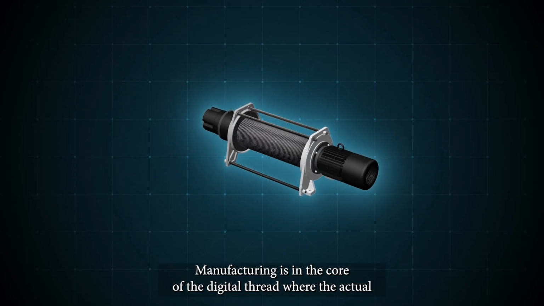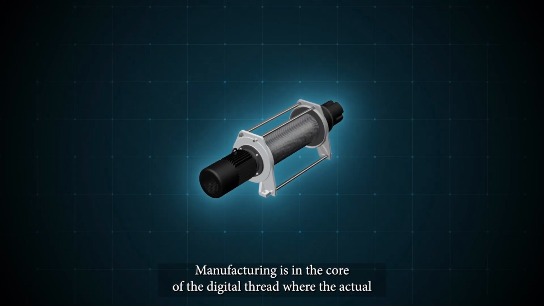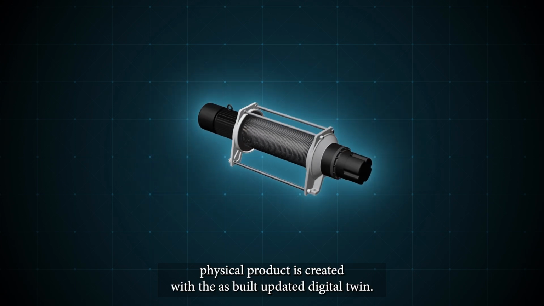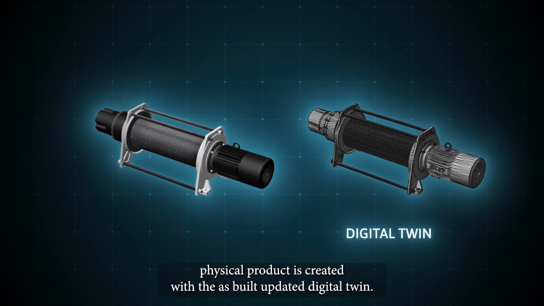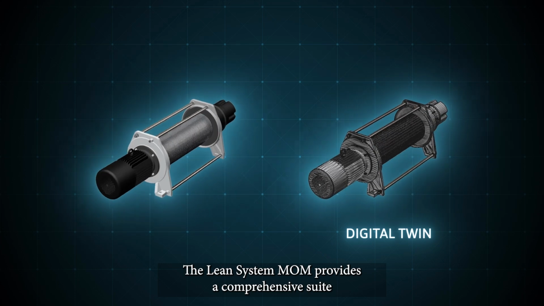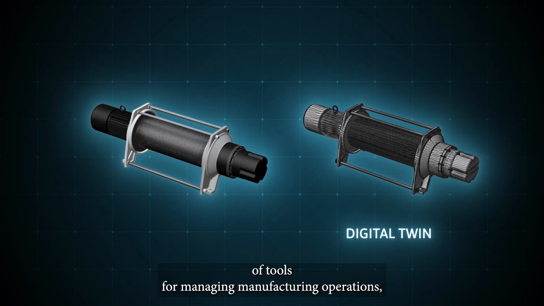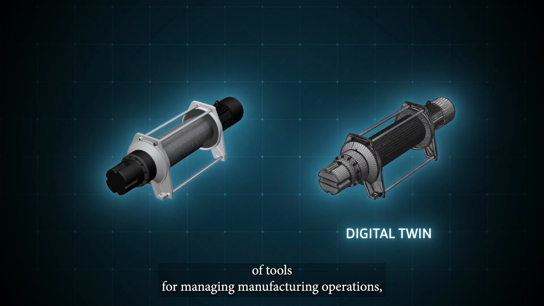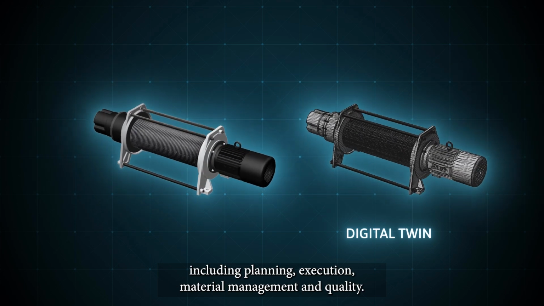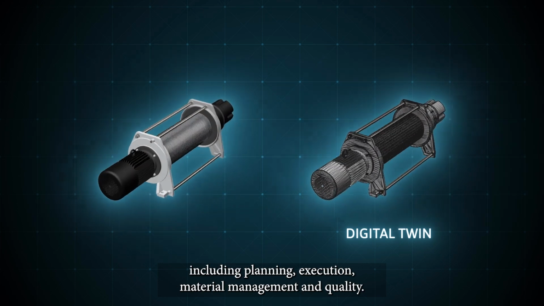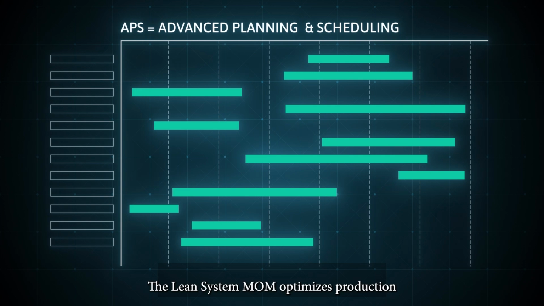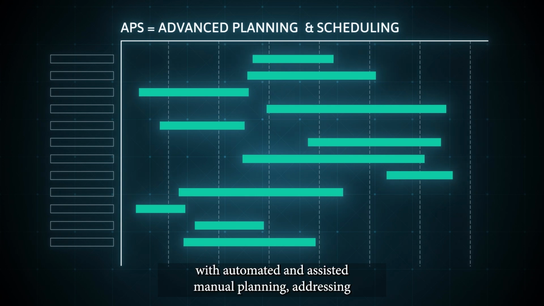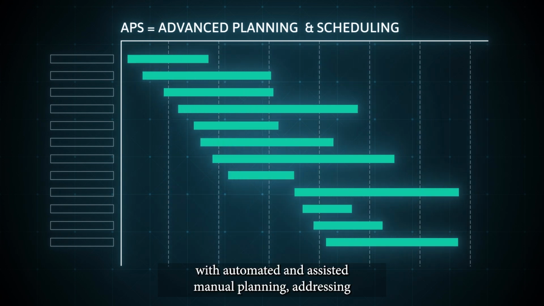Manufacturing is in the core of the digital thread, where the actual physical product is created with the as-built updated digital twin. The Lean System MOM provides a comprehensive suite of tools for managing manufacturing operations, including planning, execution, material management, and quality. The Lean System MOM optimizes production with automated and assisted manual planning, addressing bottlenecks and enabling real-time scheduling adjustments.